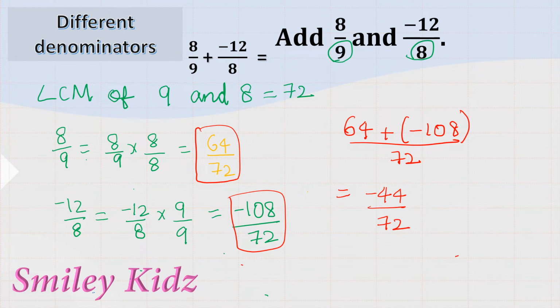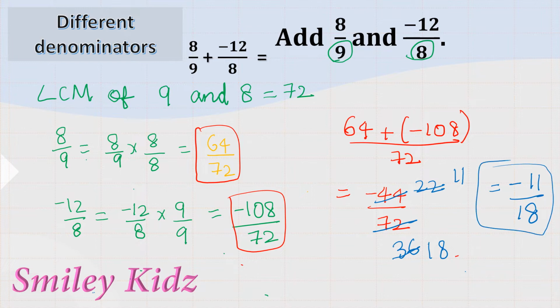Now let's simplify minus 44 by 72. 2 times 22, 2 times 36, 2 times 11, 2 times 18, which will be equal to minus 11 by 18. Therefore, when we add 8 by 9 and minus 12 by 8, we get the solution as minus 11 by 18.